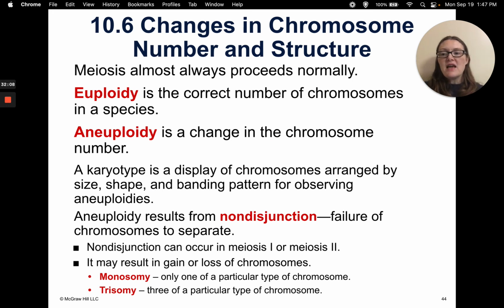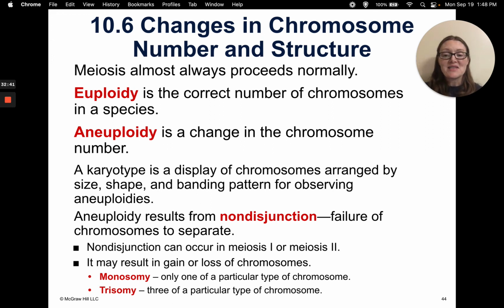Now, sometimes this can change chromosome structure if the chromosomes don't separate out the way that they're supposed to. Euploidy is the correct number of chromosomes in a species. So this is what we're aiming for, and when everything goes right, we experience euploidy. In science, the word eu means true, so eu is usually a good sign. Aneuploidy is a change in the chromosome number, and sometimes we can have too many, and sometimes we can have too few.